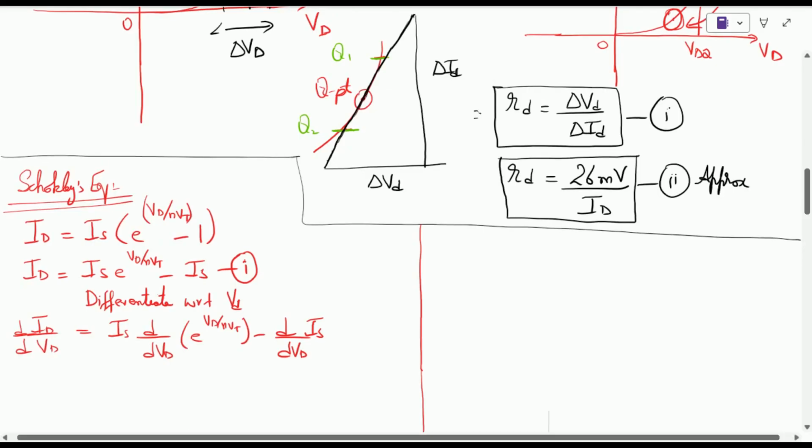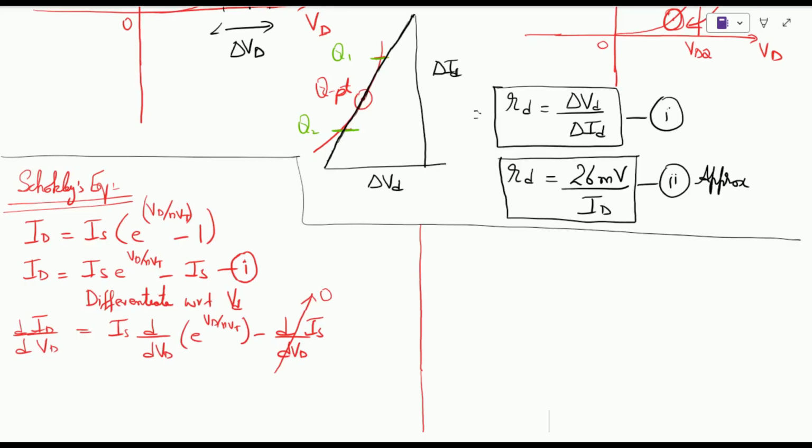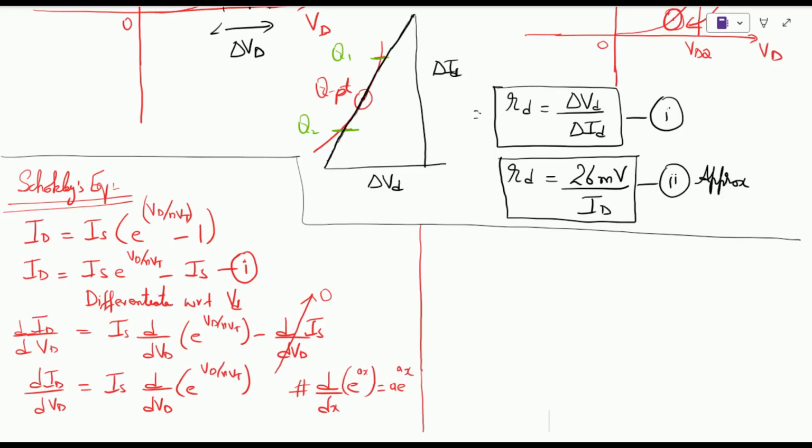Now we know that Is is a constant, so this will automatically become equal to 0, as per the differentiation rule. So we will be left with dId by dVd equals Is d divided by dVd of e raised to power Vd divided by nVt. Now we apply the differentiation rule on the exponential. So the rule says if we have d by dx of e raised to power a of x, we get as output a e raised to power a of x. So the same thing is applied over here.